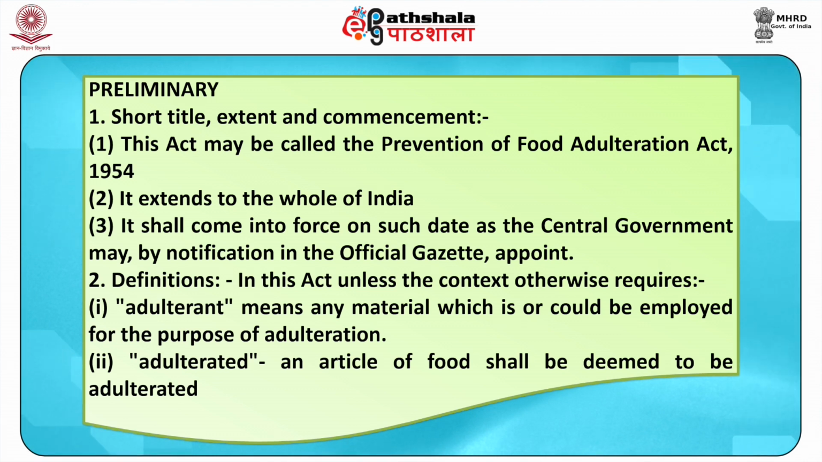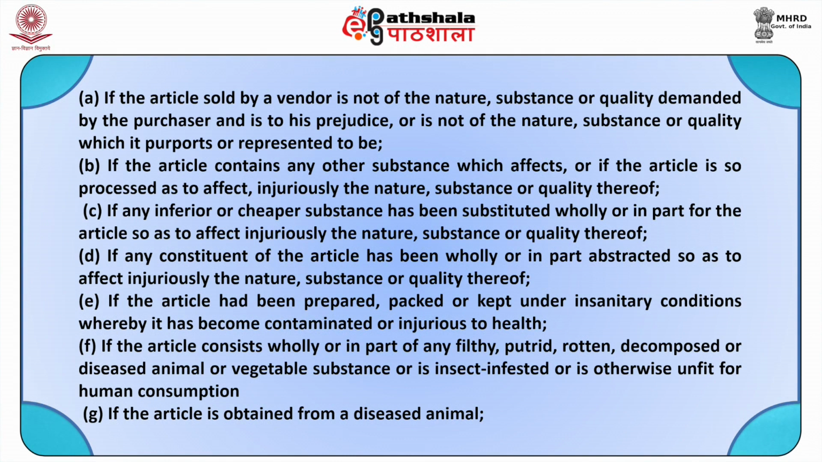Adulterant means any material which is or could be employed for the purpose of adulteration. Second is adulterated. An article of food shall be deemed to be adulterated if: A. If the article sold by a vendor is not of the nature, substance or quality demanded by the purchaser and is to his prejudice, or is not of the nature, substance or quality which it purports or is presented to be.